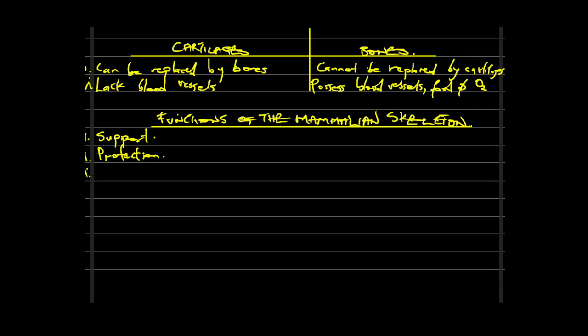And number three, we have locomotion. The reason why organisms can move from place to place is because of the skeleton that it possesses. If organisms do not have skeleton, it will not be easy for that organism to actually move from one place to another. So those are some of the functions of the mammalian skeleton. Number four is the production of red blood cells. Yes, the red blood cell is produced in special cells of the body.